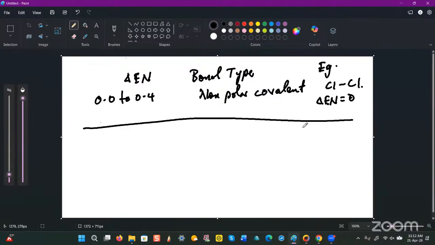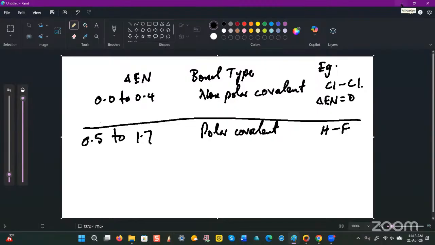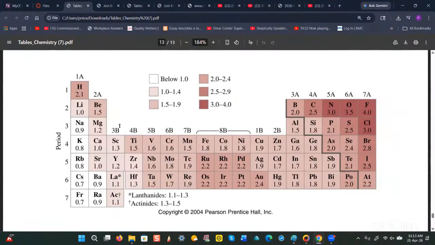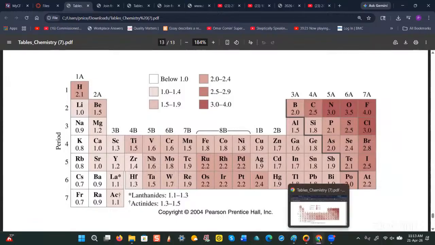Now, if the difference in electronegativity lies between 0.5 to 1.7, then for most intents and purposes, this bond is considered to be polar covalent. In other words, there's going to be a separation of charge between the atoms. Let me see if I can come up with a good example of this. A good example would be the hydrogen to fluorine bond. If I look up the values, let me go back to the table: hydrogen is 2.1 and fluorine is 4.0.